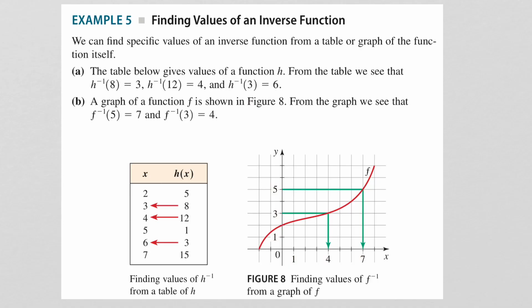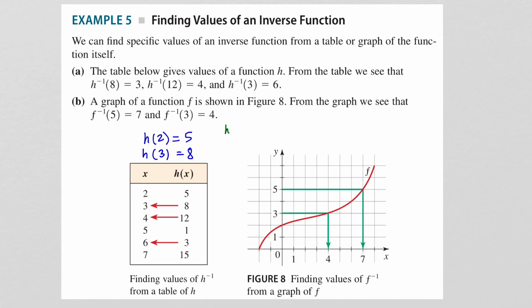In the next example, we are going to find values of an inverse function once again. So in this example, we have two different functions. We have a function h, which is represented by this table, and we have a function f, which is represented by this graph. So what I want you to notice here is that the function h takes these numbers and sends them over to these numbers. So for example, I could say h of 2 is equal to 5. I could say h of 3 is equal to 8. The inverse function is just going to go the other way. So it's going to take these function values back to where they came from.